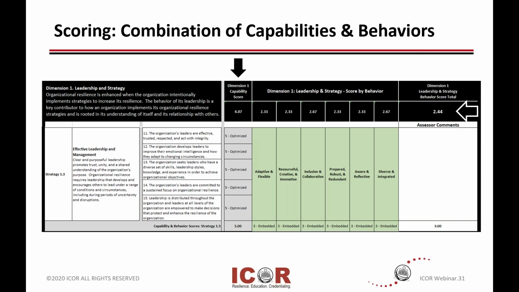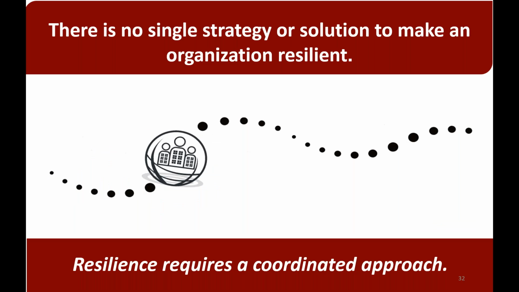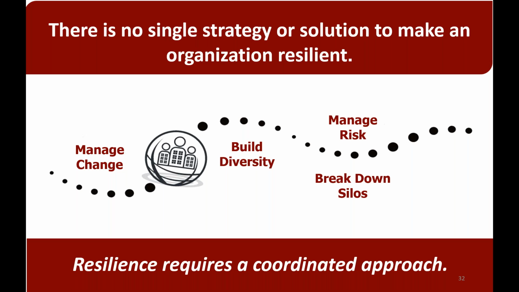So that's kind of how that looks. And I just want to remind you that there is no single strategy or solution. So we can't say, just do this one thing and it'll work. What you need to do is you have to manage change. You have to build diversity. You have to manage your risk. You need to break down those silos between your organization, even within how you manage risk, and you need to adapt. And it all needs to be a coordinated approach. Otherwise, you're not able to innovate at all.